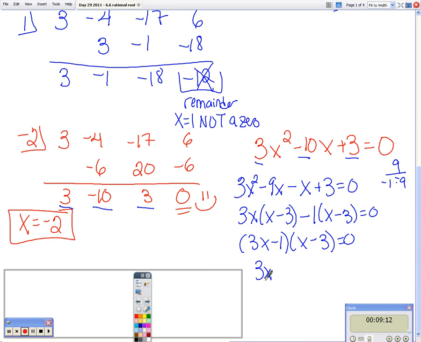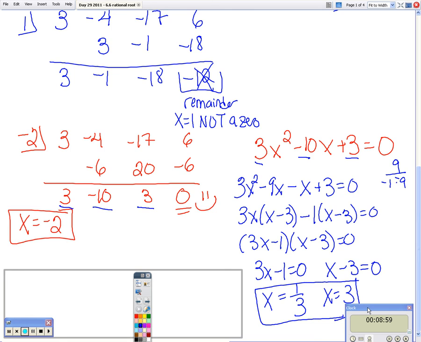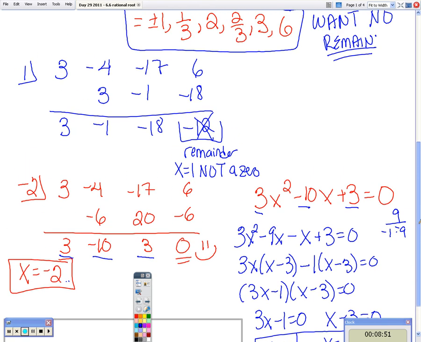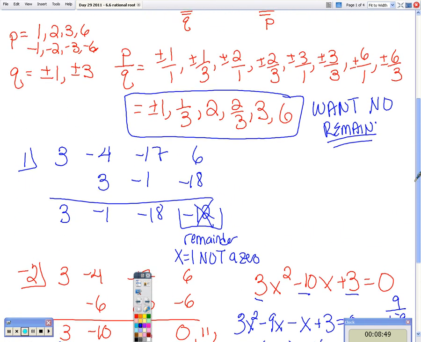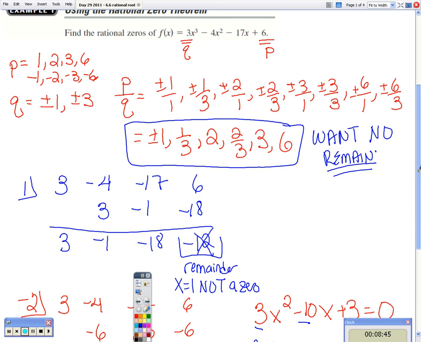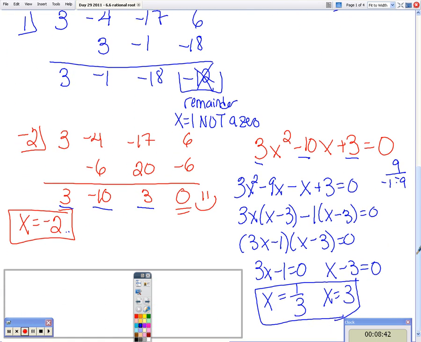So 3x minus 1 is 0. X minus 3 is 0. So x is 1/3 and x is 3. So these two zeros, along with my x plus 2, are the 3 zeros to our original equation, which we had all the way up here. So we'll scroll that back down again.